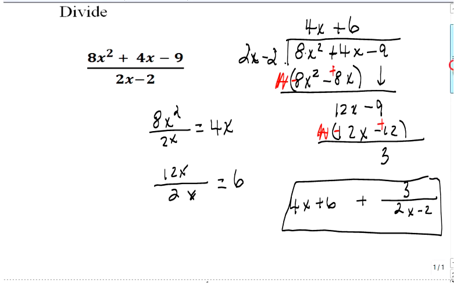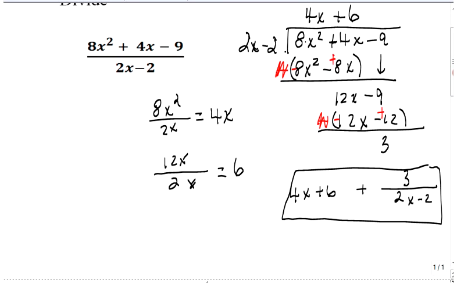If we wanted to check our answer, what we would have to do is FOIL 2x minus 2 times 4x plus 6. Multiply those two things together and simplify it, and then add the remainder, which is just 3, and you'll get back to the original number that was up here, the original dividend.